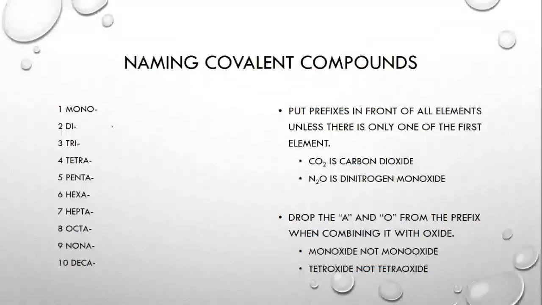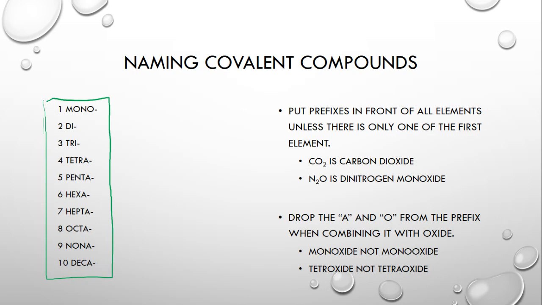We are going to use prefixes, and right here I have the prefixes for you. You need to memorize these prefixes, okay? Some of them should be familiar to you. Others may be slightly different from what you have used before in math class. So we have mono, di, tri, tetra, penta, hexa, hepta, octa, nona, and deca. Our rules are right here, and this is it. We put prefixes in front of all elements unless there is only one of the first element.